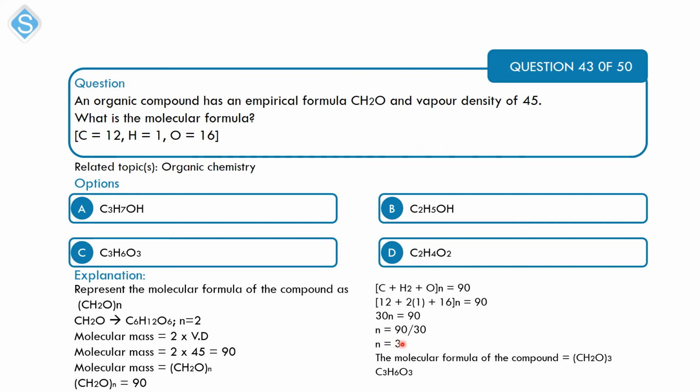So the multiplicative factor here that we're using to multiply through to get that molecular formula is 3. So when you multiply through, you're going to be having 3 times 1 here, and then times 2 here, times 1 here. You have C3H6O3, and that is option C.